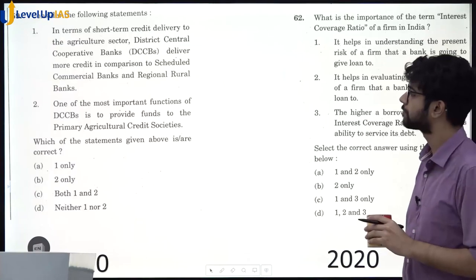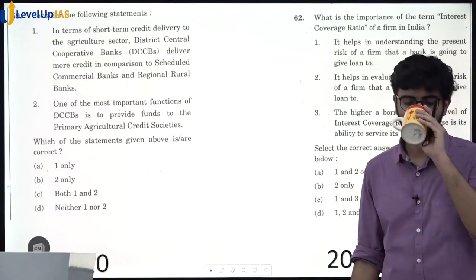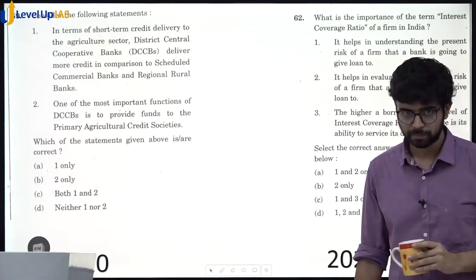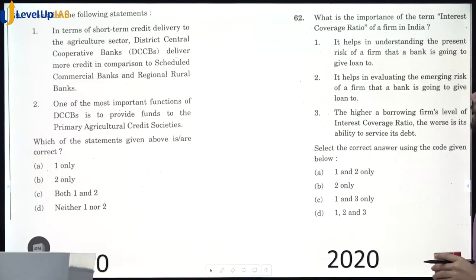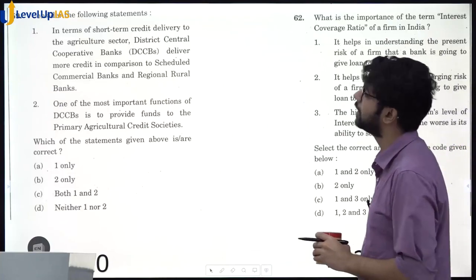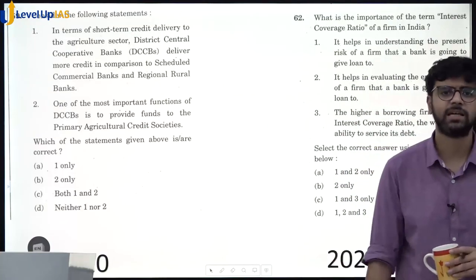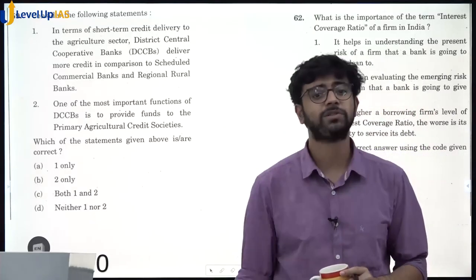क्या लगता है? Is one correct? My first question. What are they asking in one? In terms of short-term credit delivery to the agriculture sector, DCCBs deliver more credit in comparison to SCB and RRBs. I discussed this in the lecture. It is not true. Scheduled commercial banks have branches almost everywhere.